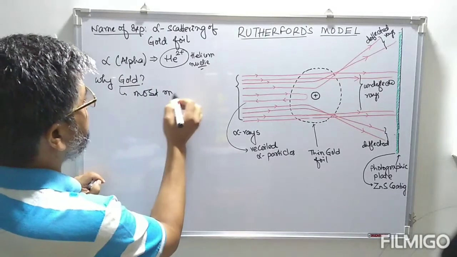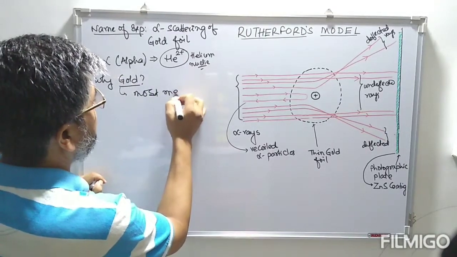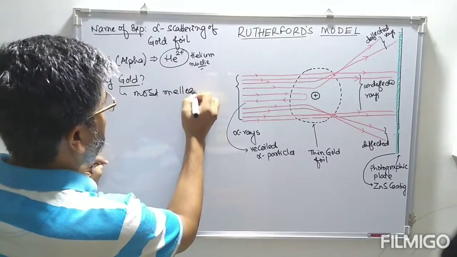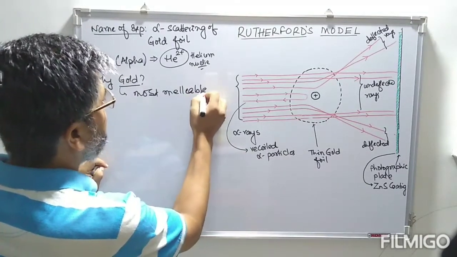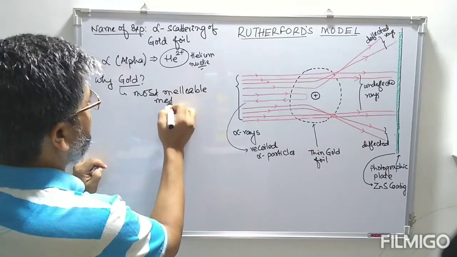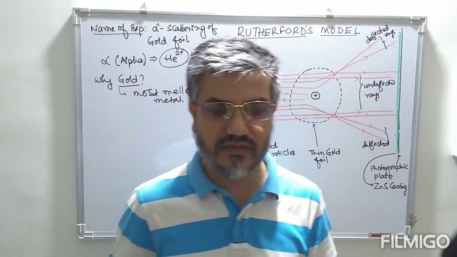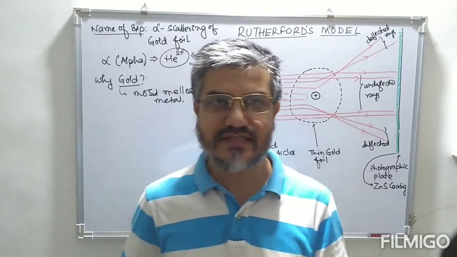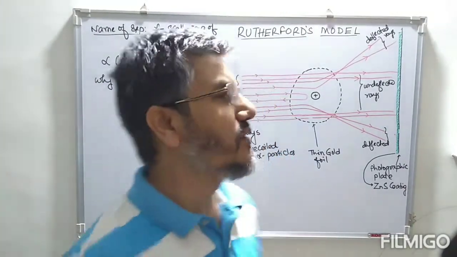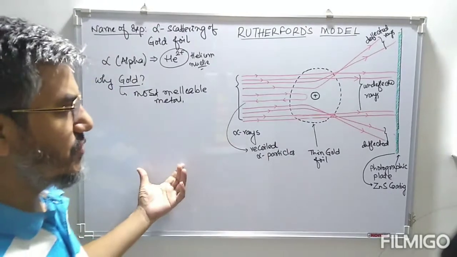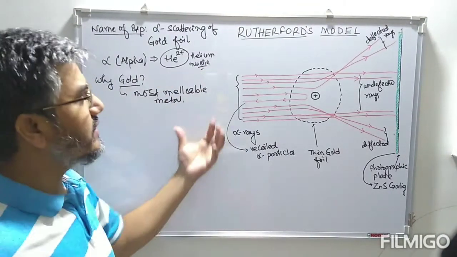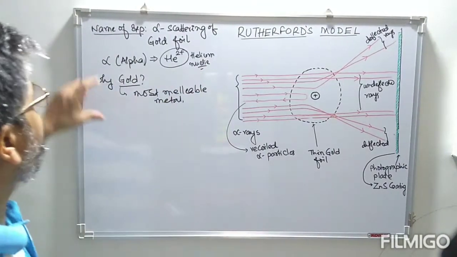This was the most malleable metal. So gold being the most malleable metal, the metal foil can be made as thin as possible. So this was the reason why gold was selectively used for this alpha scattering experiment in Rutherford's model.